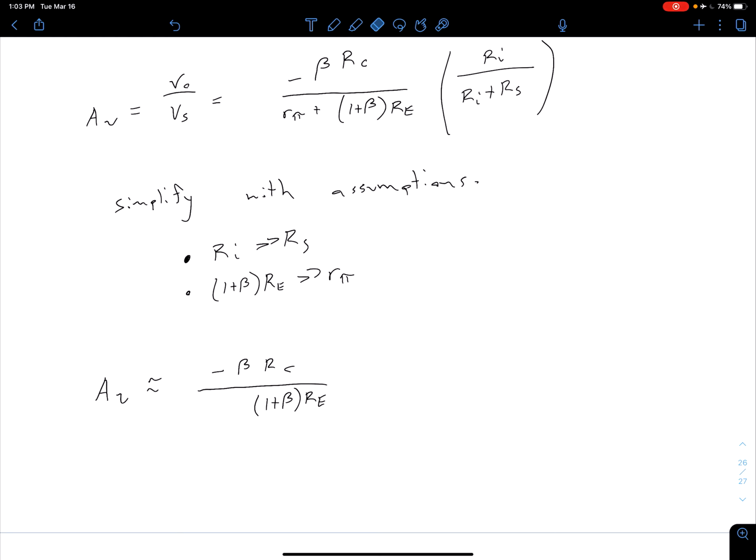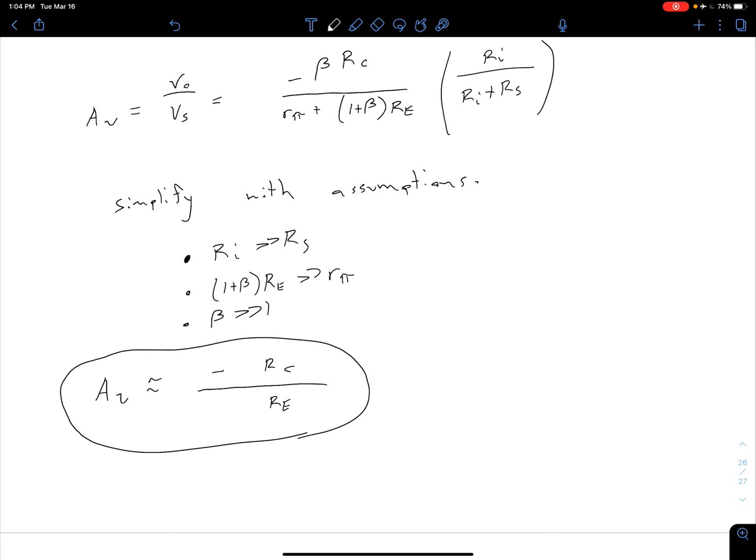From this point, we can say beta is typically a pretty big number. So if we say beta is much greater than 1, then beta is about the same thing as 1 plus beta, and we can get rid of that as well. And so what we're left with is that our voltage gain is approximately just negative RC over RE. Of course, this isn't going to be super accurate, but this is going to be a good first order approximation.